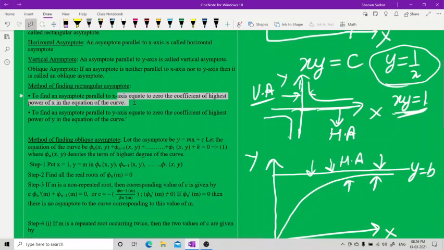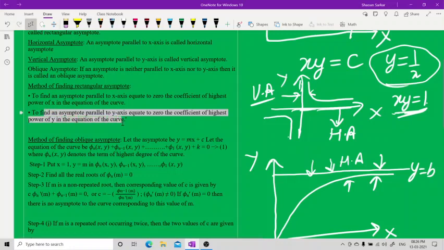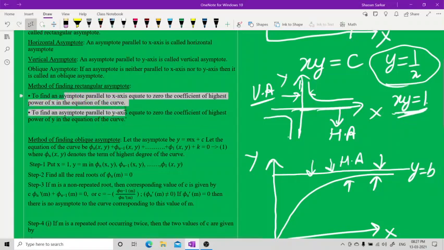You need to equate the coefficient of the highest power of x to 0. And in order to find the vertical asymptote, you need to equate the coefficient of the highest power of y to 0. Let me repeat. In order to find the horizontal asymptote, you need to equate the coefficient of the highest power of x to 0.